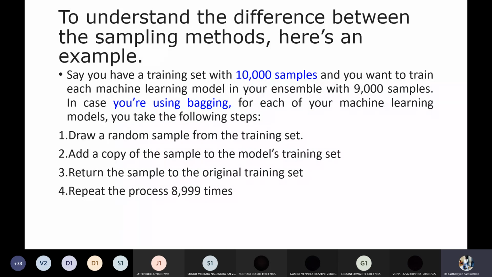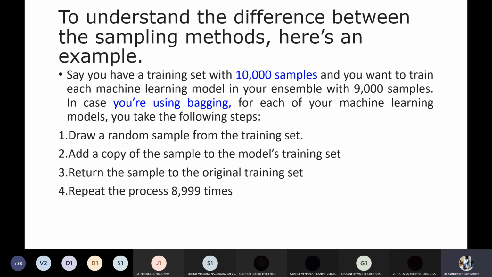In case you are using a bagging technique, for each of your machine learning models, you take the following steps. First, we will see what bagging is. I think we have seen bagging and other techniques. So, draw samples from the training set. Meaning we are collecting random samples from the training set. Second, add a copy of the sample to the model's training set.